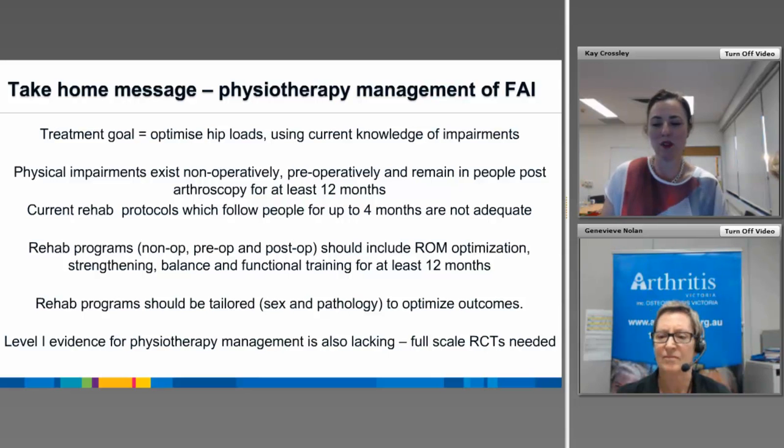And I think it's really important to consider the pelvis as well and the lumbar spine. So often pelvic and lumbar position will create an increased impingement. So treating those things can also improve their flexion range of motion.